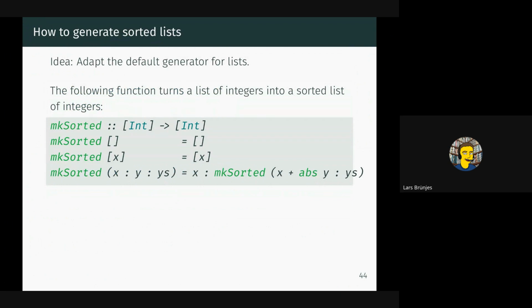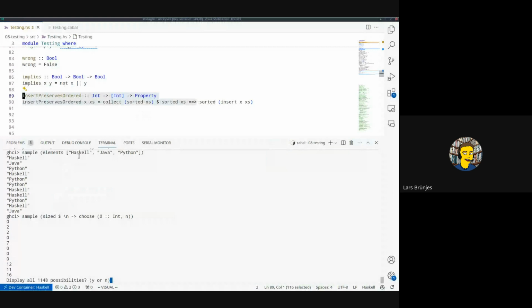Okay, and now we are in a position where we can write a generator, or almost. I still find this a bit weird. I don't know why one can't just sort the list. Anyway, the idea here is to write a function that, given an arbitrary list of ints, produces a sorted list of ints.